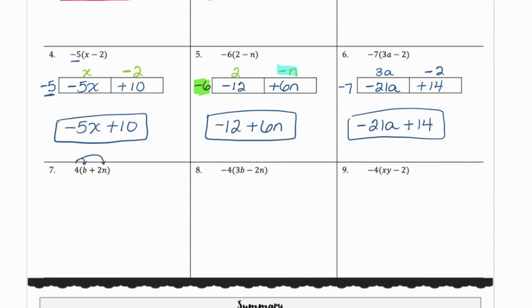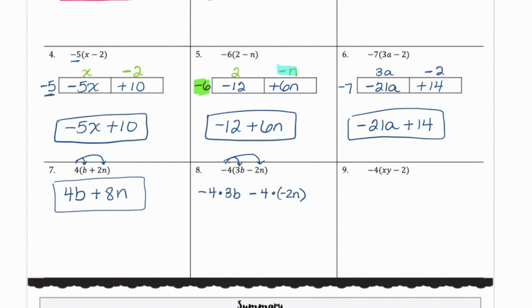So I'm going to do my arrows here. If you want, you can do your area model there as well. So I have 4 times b is 4b. 4 times 2n is 8n. For the next one, I'll show the work. I'm still doing my arrows here. I have negative 4 times 3b minus 4 times negative 2n. If you notice, I put it inside parentheses for a reason, because if not, I get confused. So I have a negative 12b, negative 4 times negative 2n, positive 8n. And the last one, I want you to pause the video and try it yourself. Okay, so you should have gotten negative 4xy plus 8.